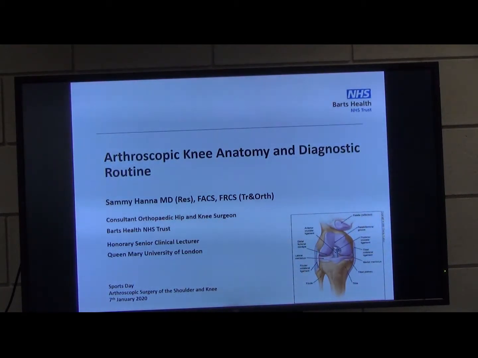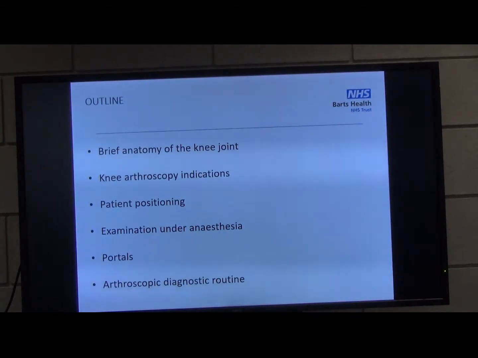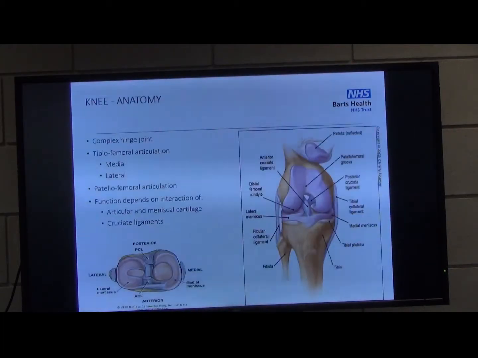What do you do? Right, so I'm going to talk about arthroscopy anatomy and my diagnostic routine. So these are the points I'm going to cover in this brief presentation. I'll talk a bit about the anatomy of the knee joint and the indications to do any arthroscopy, and then how to place the portals, how to perform an EUA, and some diagnostic pictures at the end.